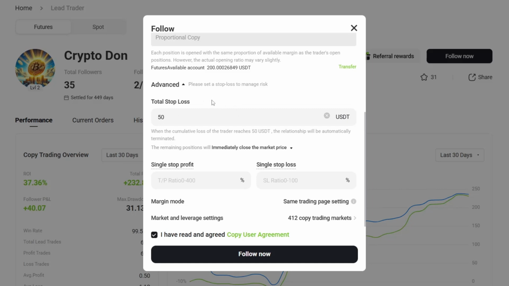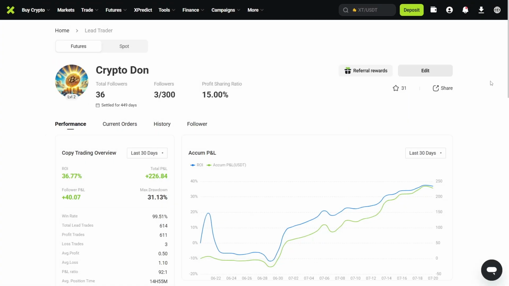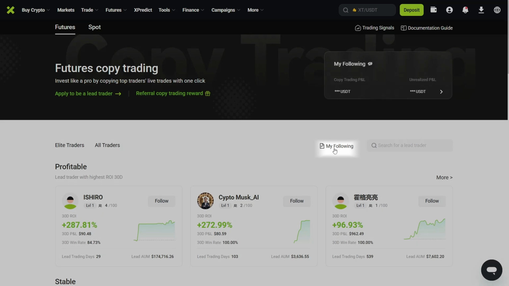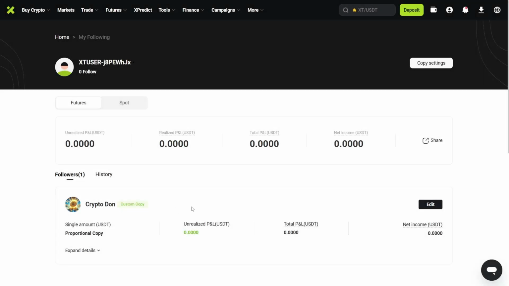So now we have our copy trading set and we can click on the bottom, follow now. If we wanted to look at our copy trade, we would just head back to the copy trading main page. And then we can see an option that says my following. We click this and here we can see Crypto Don. Obviously, he hasn't made any trades yet in the few minutes we've made this video, as we have an unrealized P&L of 0.